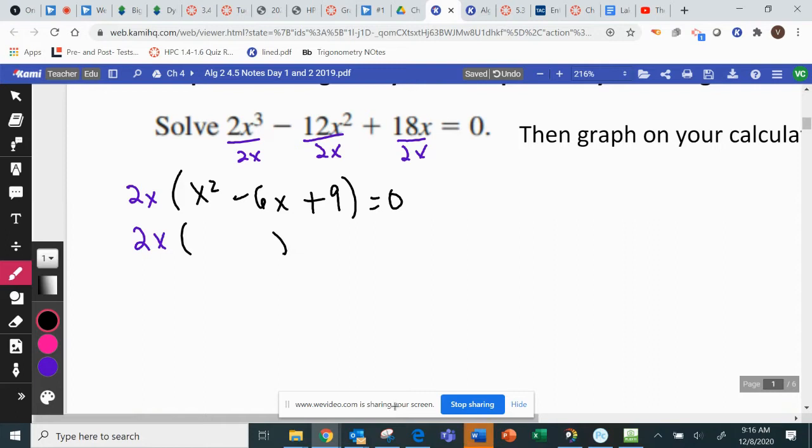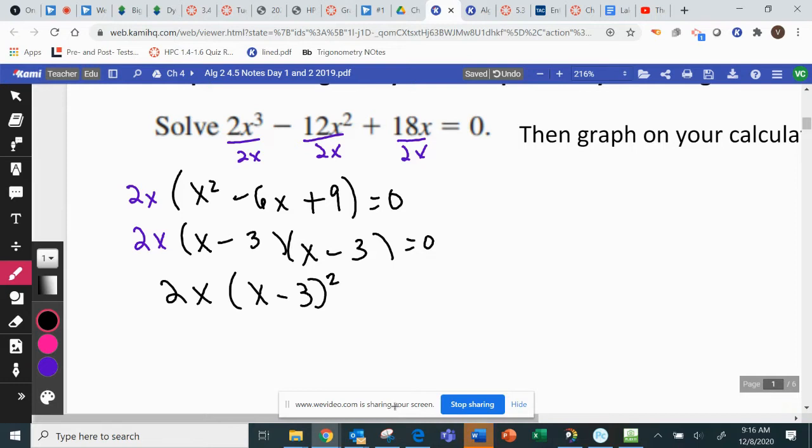So my next step is this trinomial. We're going to factor it. You can just factor by guess and check. Got to have an x and an x. The minus sign and plus sign tells me minus minus. What's going to make 9? What do I get? 3 and 3. So one more step. I've got 2x, x minus 3 squared equals 0. So that is factored.